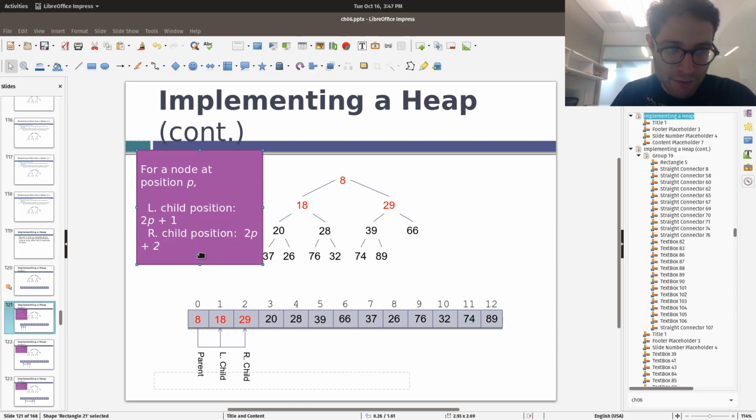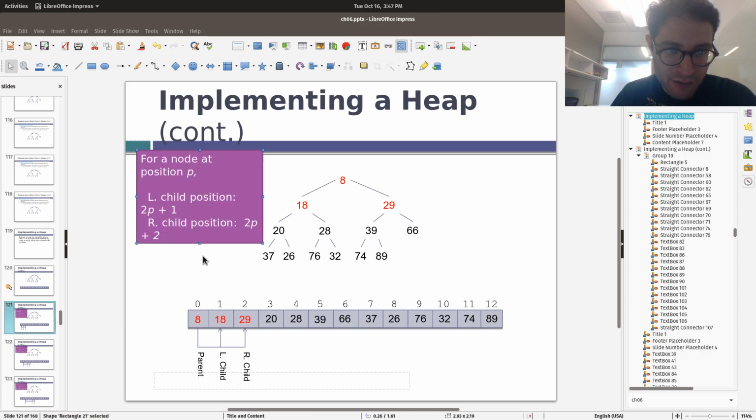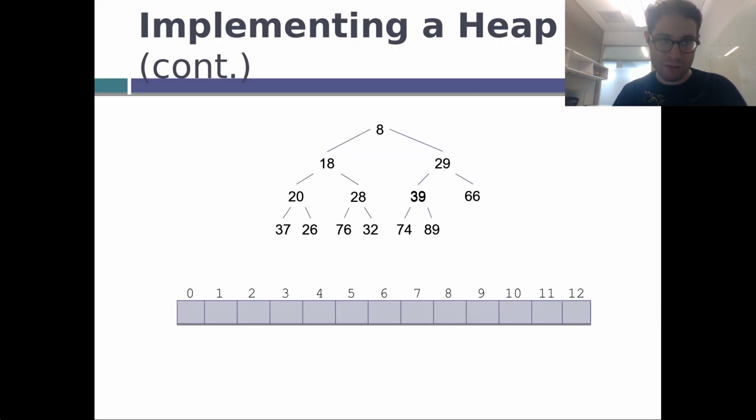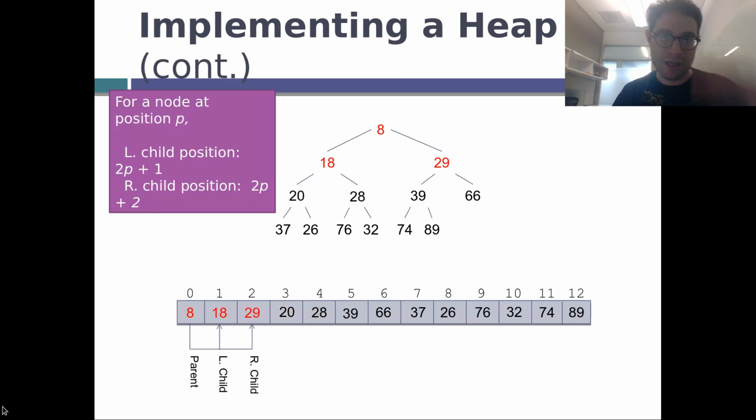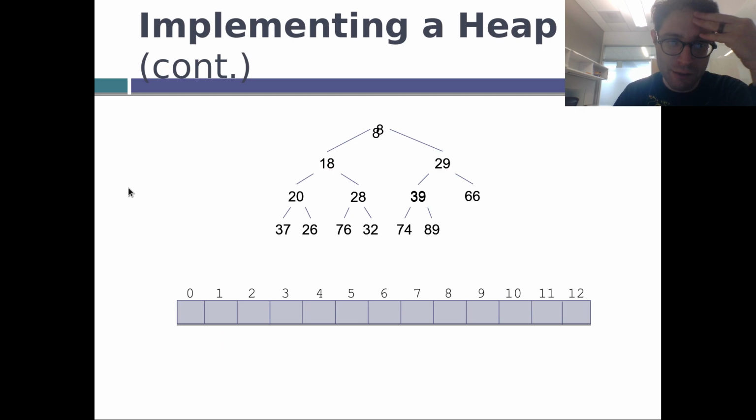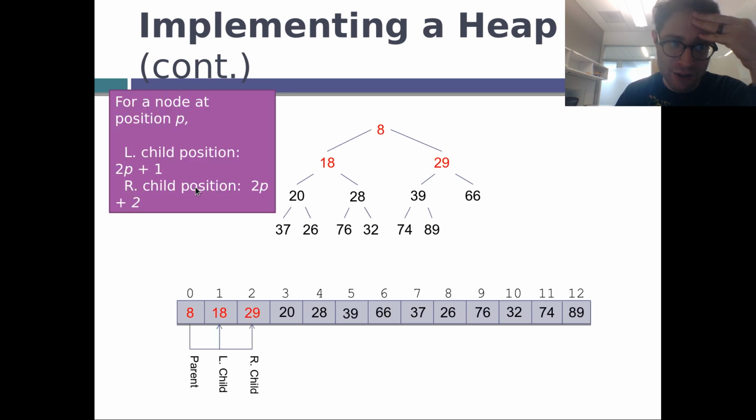So not LaTeX. With LibreOffice, right? All right. So if you're a node at position p, if you're a parent at position p, then you can find your children at 2p plus 1 for your left child, and your right child is at 2p plus 2, where p is your index. So for 8, its children are at index 0 plus 1 and 0 plus 2.